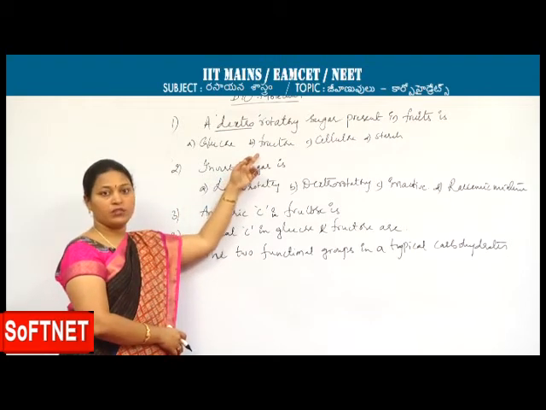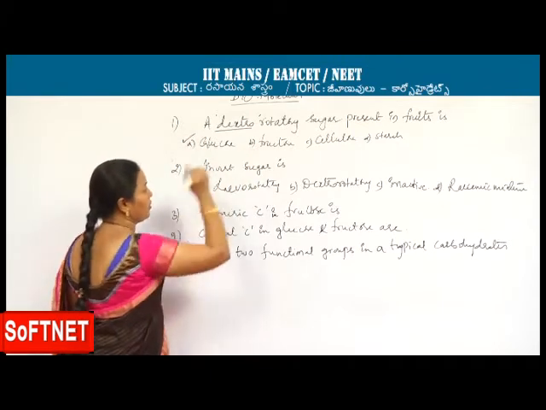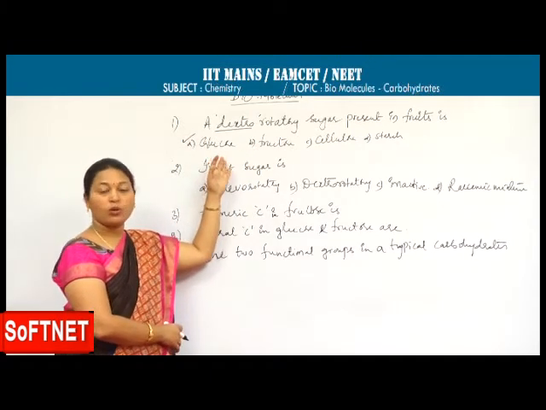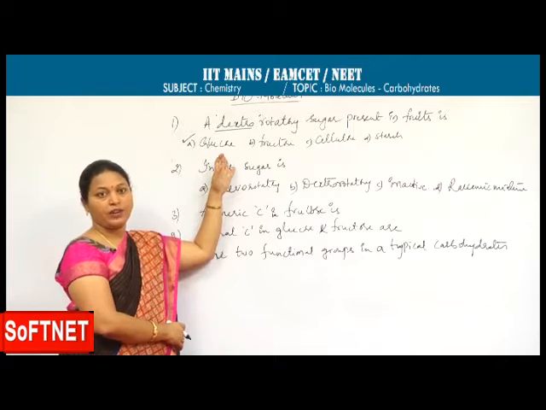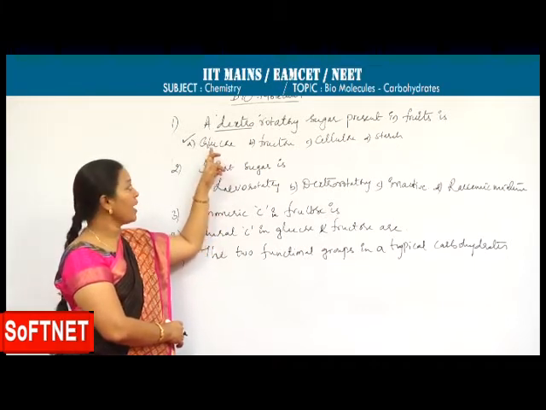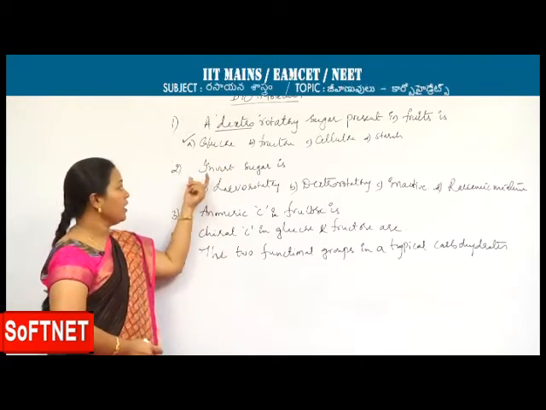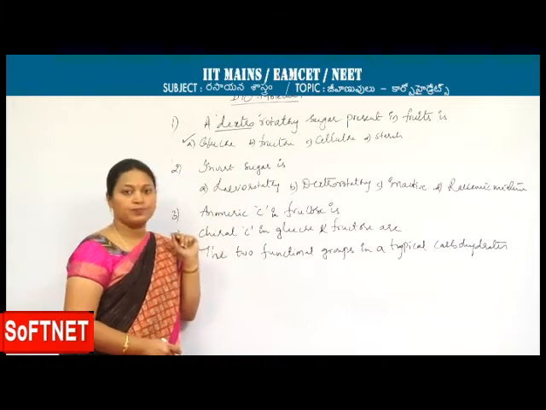Fructose is the levorotatory. So, the answer is glucose but not fructose, because glucose is also present in fruits. 20% of grapes contain glucose. So, the answer is glucose but not fructose. Next question. Invert sugar is.